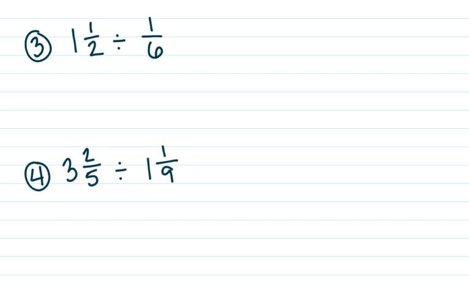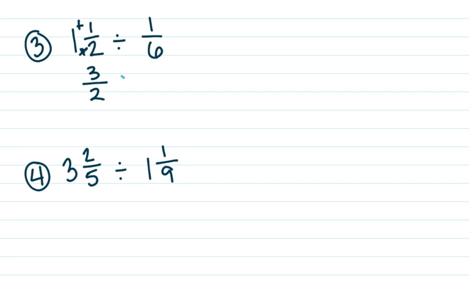Let's take a look at what happens if I have mixed numbers. If I have mixed numbers, I don't want to divide with them the way they are. I want to turn them into improper fractions. So I'm going to do that real quick. This first one is going to be 2 times 1, which is 2, plus 1 is 3. So this is going to be a 3/2, 3/2.